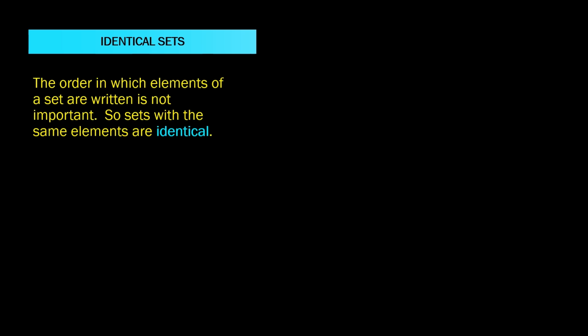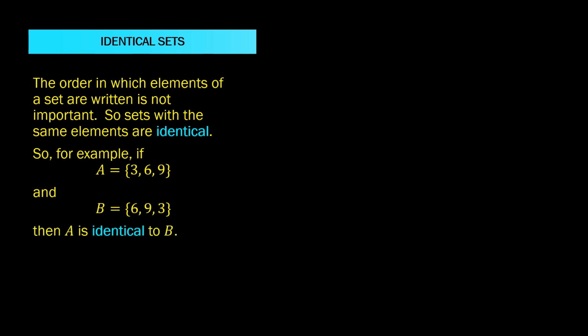Now let's take a look at identical sets. The order in which elements of a set are written is not important, as we mentioned earlier. So sets with the same elements are identical. So for example, if A equals 3, 6, and 9, and B equals 6, 9, and 3, then A is identical to B. So if A is contained in B and B is contained in A, then A equals B.